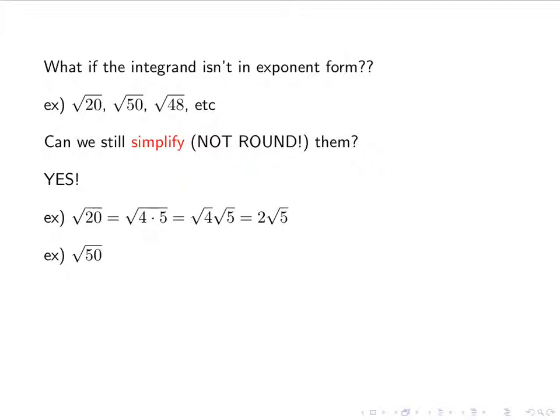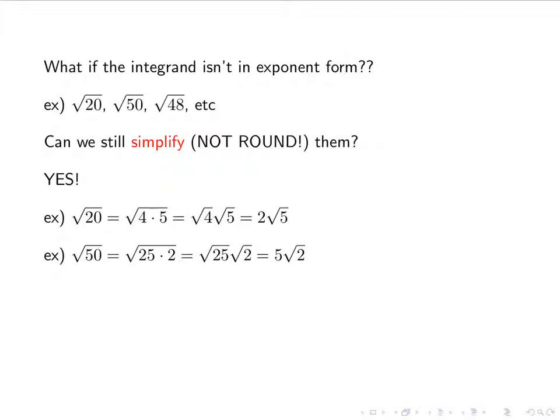So then we'll do the next one, root 50. Is there a factor of 50 that's a perfect square? Yes. 50 is 25 times 2. So then we're going to split it up across the square root symbol and simplify because we know what the square root of 25 is. We're left with 5 root 2.